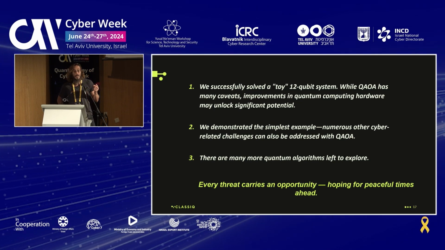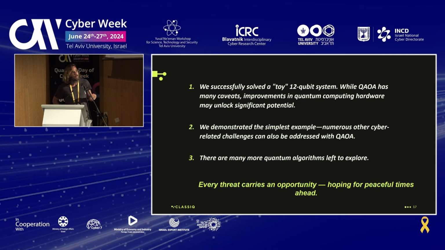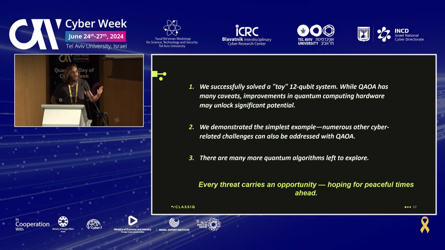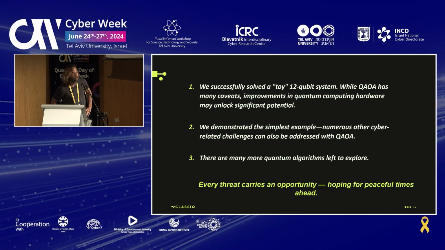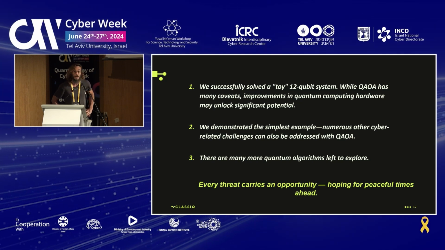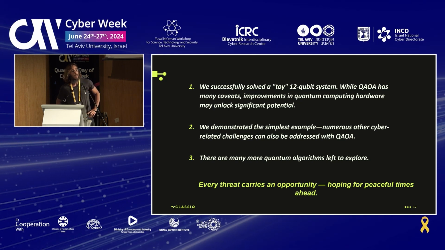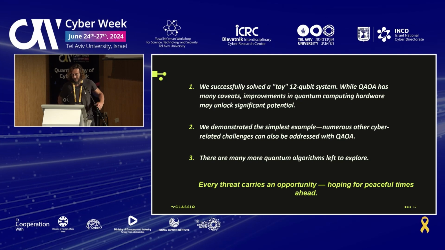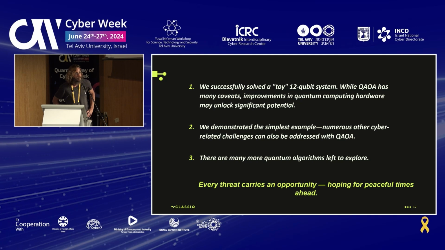The second, we demonstrated the simplest example of graph optimization. There are much more complex examples that we can use, using attack scenarios, prioritizing events, saving data within the network, and so on and so on. And we're actually working on some of those. So that's pretty cool. And thirdly, there are a bunch of other algorithms out there, machine learning, search algorithms, and so on, that can also be applied to cybersecurity. I'll just leave us with a general sentence that every threat carries an opportunity, and we're hoping for peaceful times ahead. Thank you.